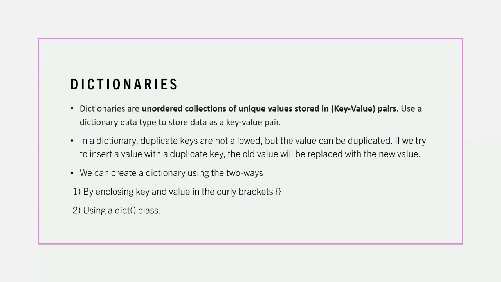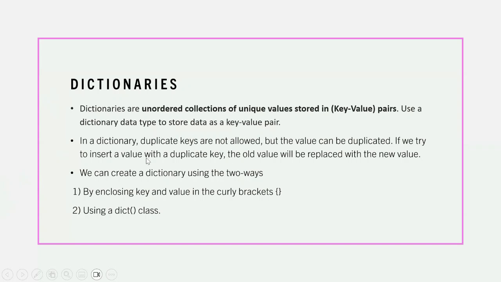Dictionaries are an unordered collection of unique values stored in key value pairs. Guys, if you want to store somebody's name and roll number as a key value pair, you can use the dictionary data type to store the data. In a dictionary, duplicate keys are not allowed, but the values can be duplicated. So your keys cannot be repeated, but the values can be repeated.